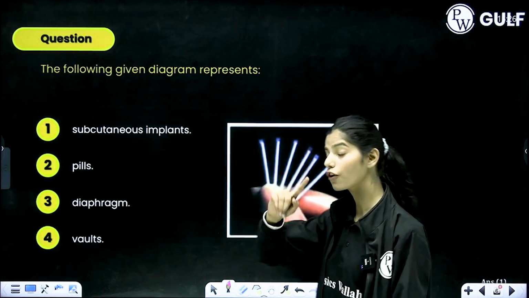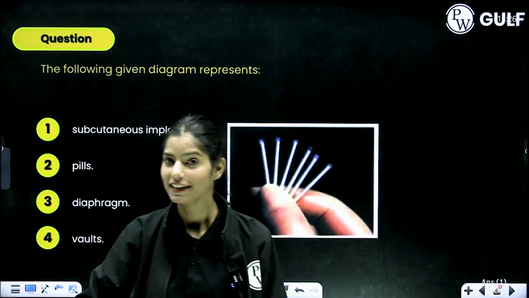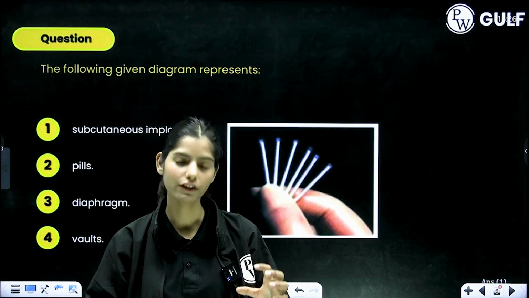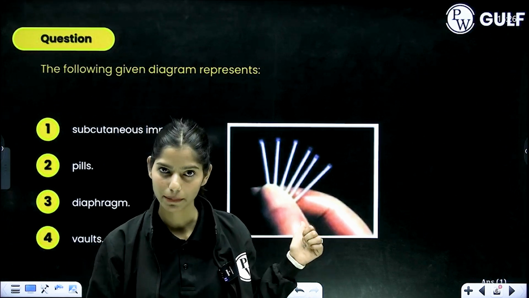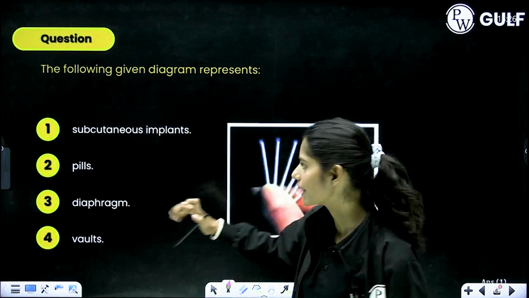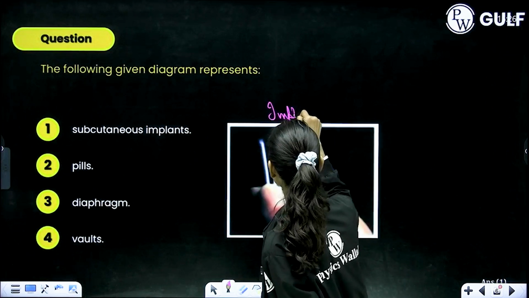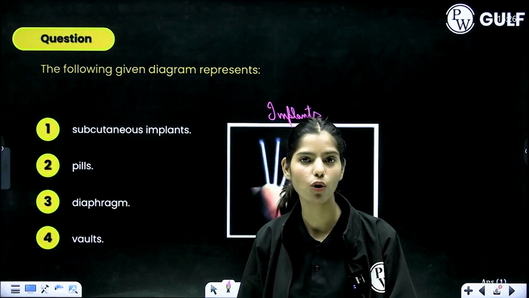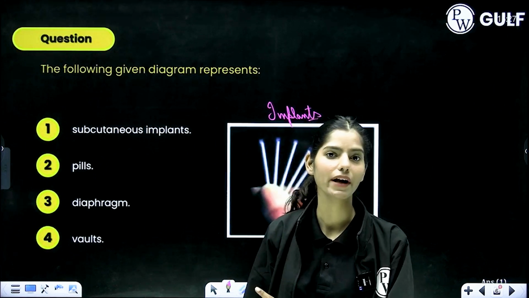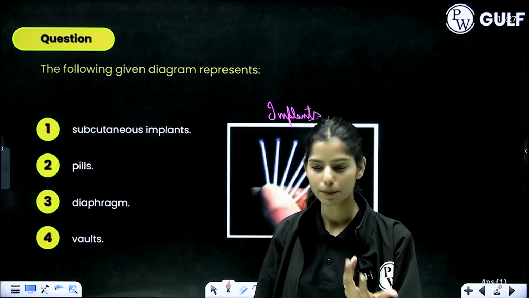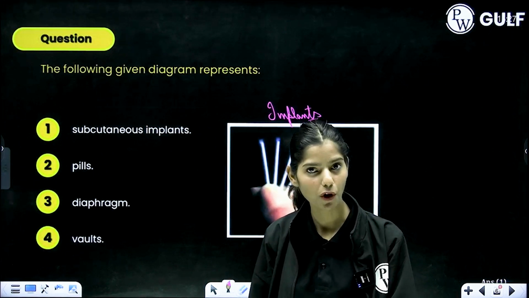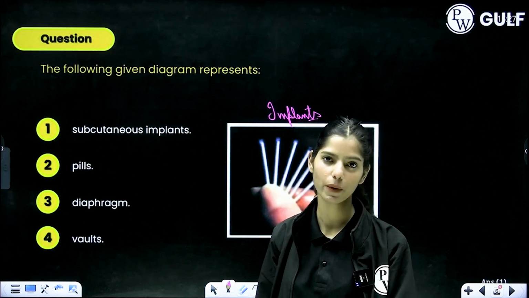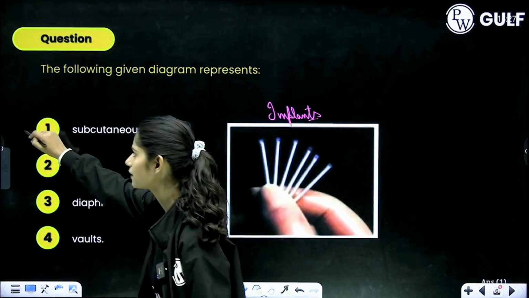Next, we have a diagram from the chapter reproductive health. Don't take this chapter for granted, because it is worth 2 to 3 marks. A diagram based question can be asked. Here we have a diagram of implants. These implants, we all know, are placed under the skin so that they can produce hormones regularly, and hence they can prevent pregnancy. They can prevent the ovulation process and the implantation process. They are a method which uses hormones to prevent pregnancy. So the correct answer here is the first option.